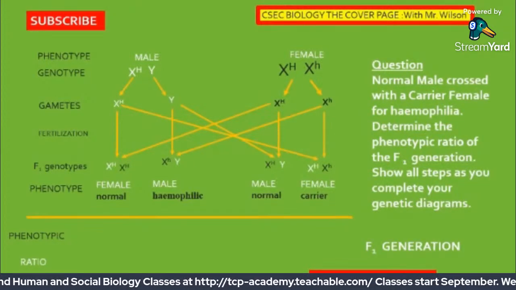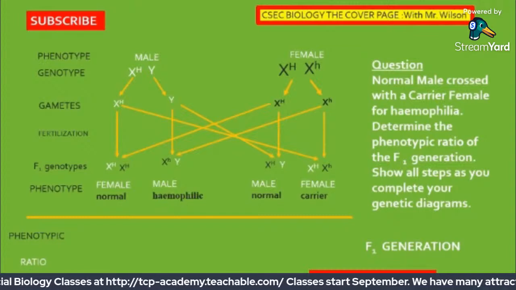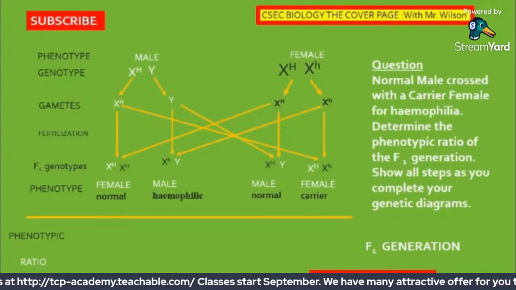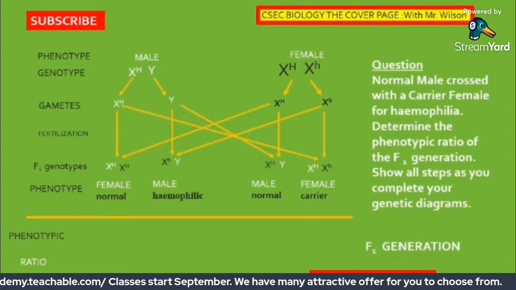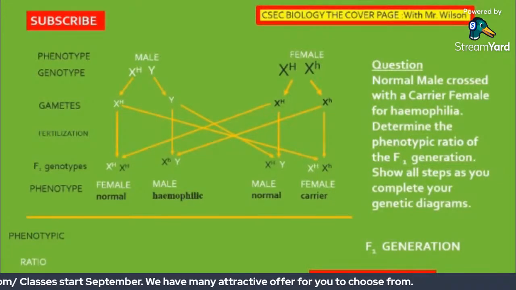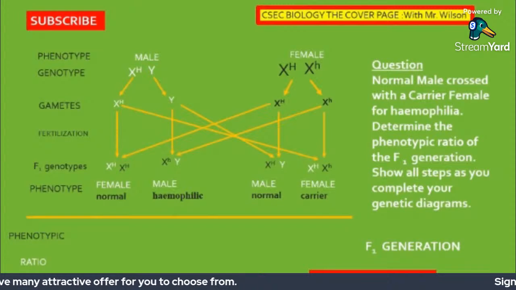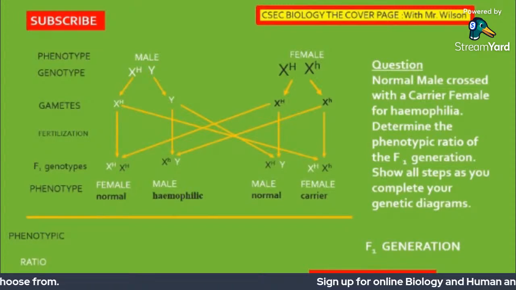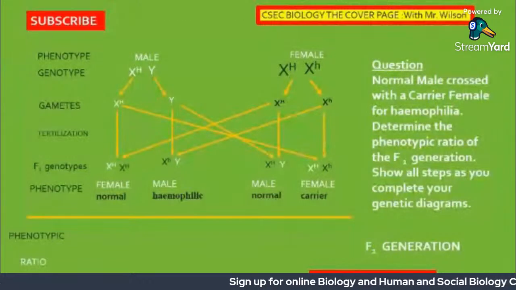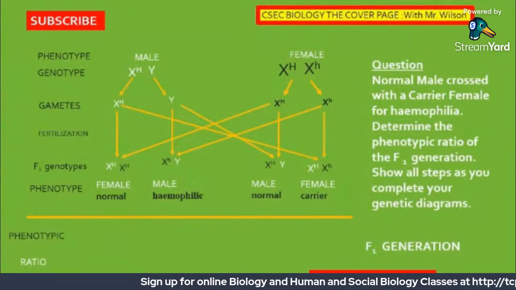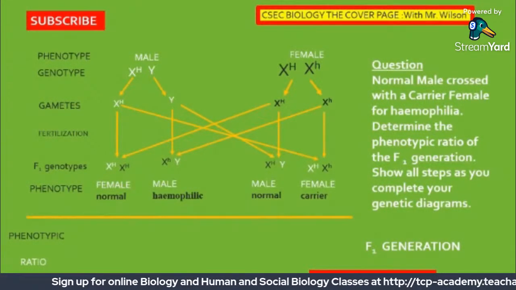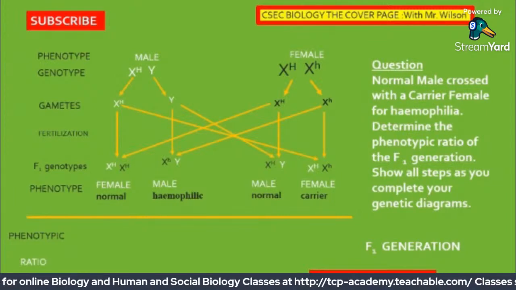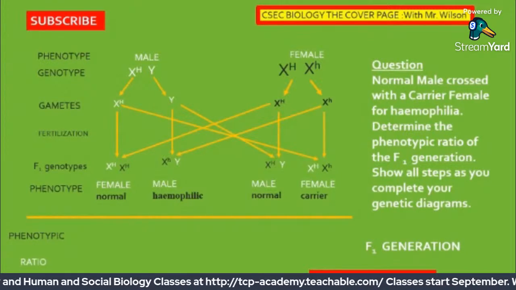And a carrier, because it's pretty much in the heterozygous state, as we would have said for the allele, where we have a dominant allele and of course a recessive allele. The dominant allele here being capital H, and the recessive allele being small h. Remember, at all times for genetics, we usually use a capital letter to represent the dominant allele, and of course a small letter to represent the recessive allele.